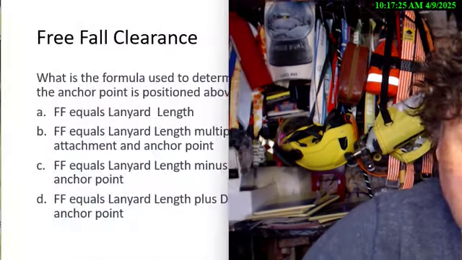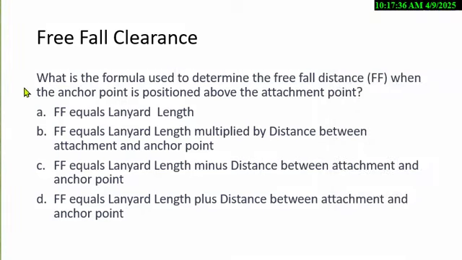All right, let's go into share screen. Determine the free fall distance when the anchor point is positioned above the head. What is the formula? Free fall distance equals lanyard. That's never true. Remember, it's 2 feet above me. I'm only going to fall 4 feet. I'm not going to fall the 6 foot lanyard.